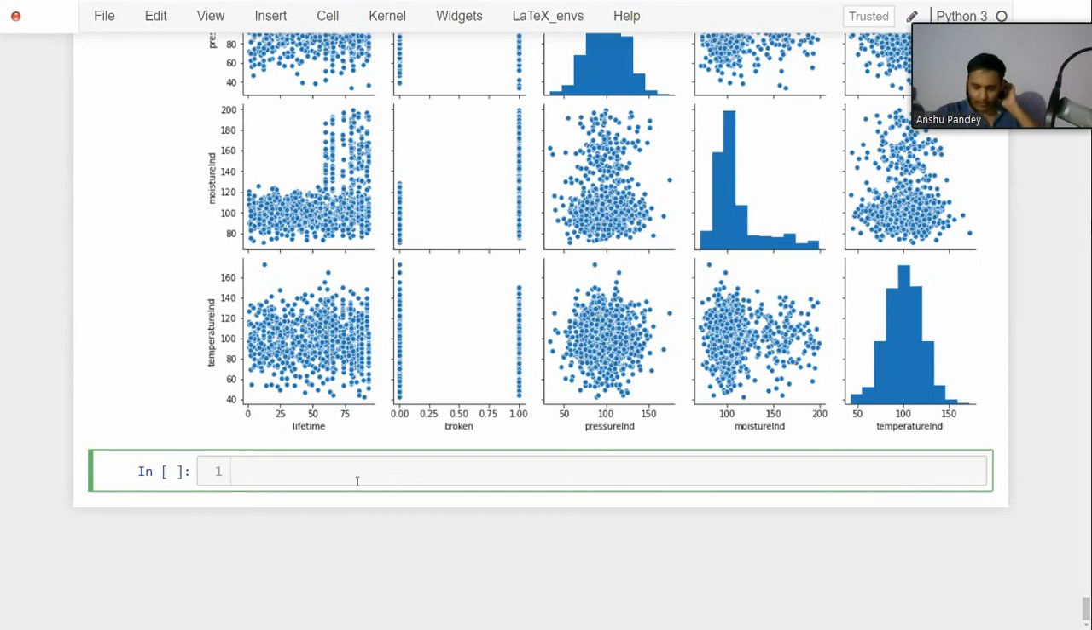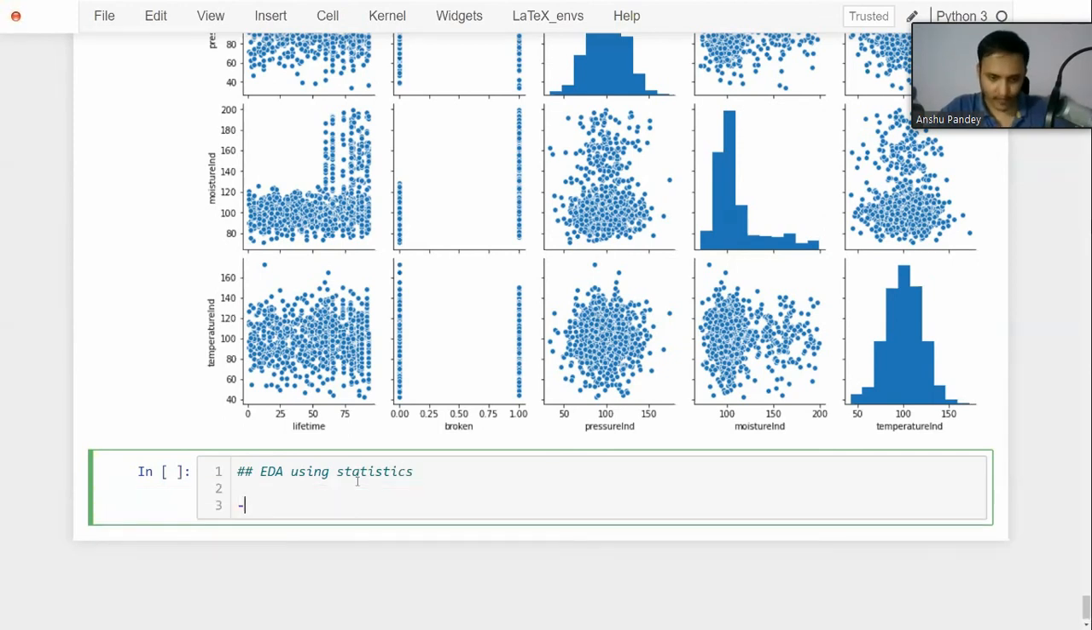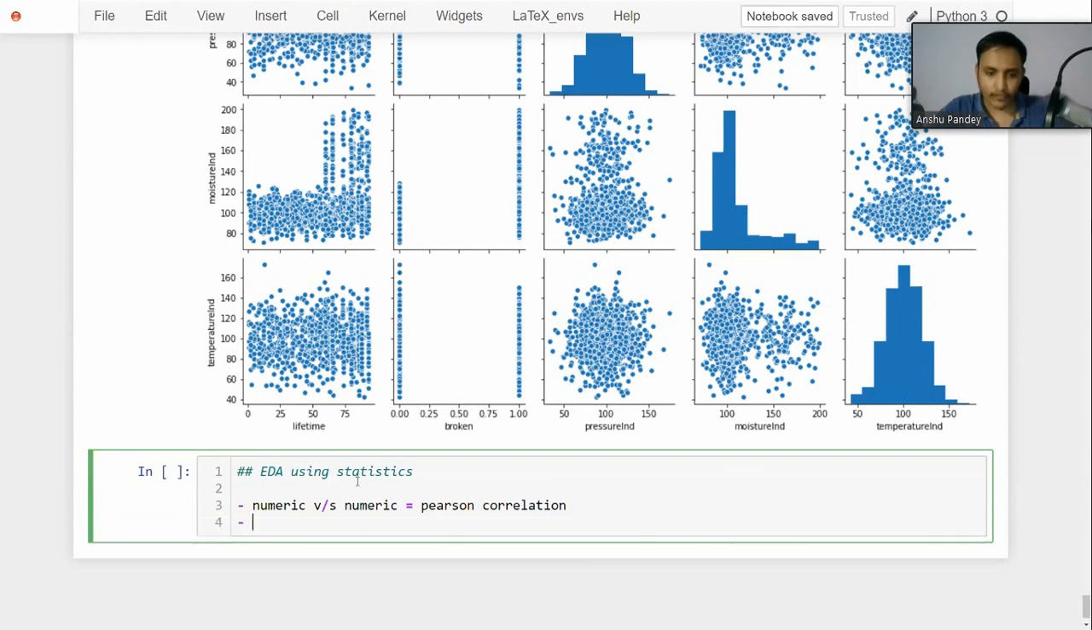Okay, so now the next and last segment, where we shift to a little bit of understanding of the statistical methods that can be used for the situation. So possibly you would want to use EDA using statistics. A very suitable method when you compare numeric versus numeric is to look at the Pearson correlation.